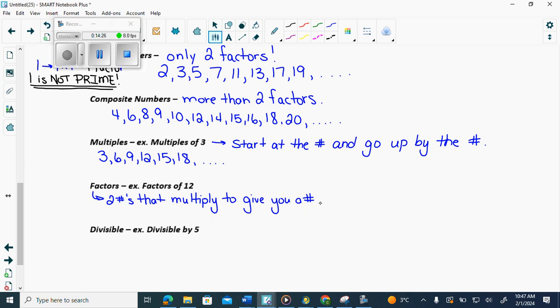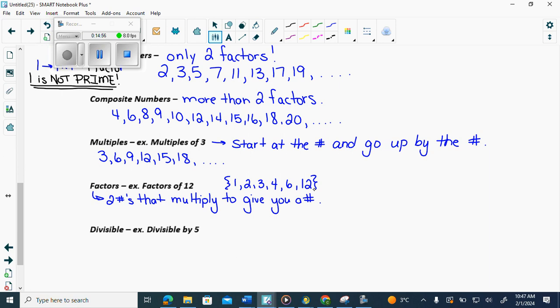So factors of 12. What multiplies to give me 12? 6 and 2. What else? 3 and 4. What else? 1 and 12. So we often list them in little squiggly brackets and in order. So we do 1, 2, 3, 4, 6, 12. If you listed them out of order but still listed all of them, you would be right. We just usually list them in order.